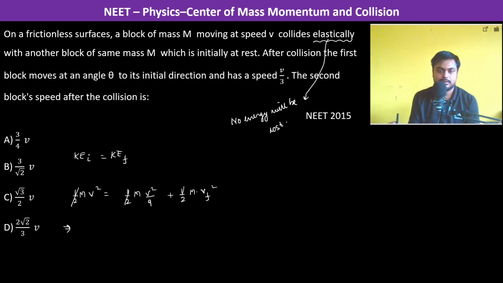Cancelling, v final square will be 8 by 9 v square. So v final will be equal to 2 root 2 by 3 into v. Therefore D is going to be the answer.